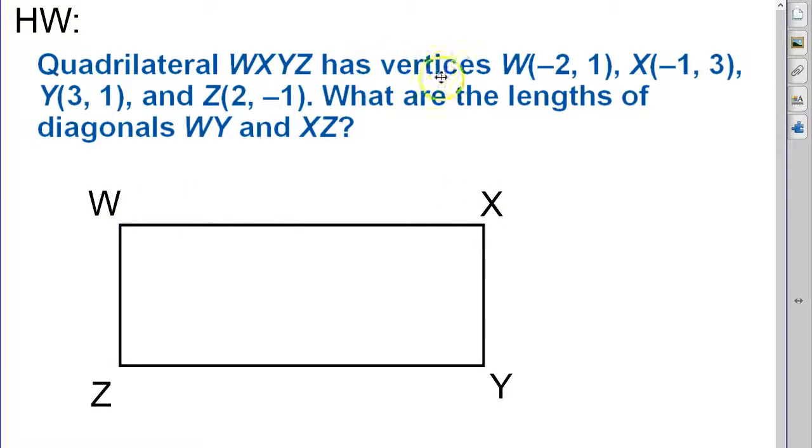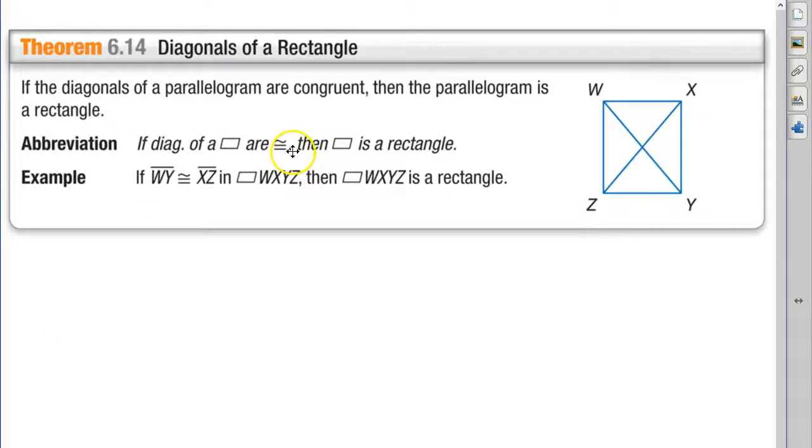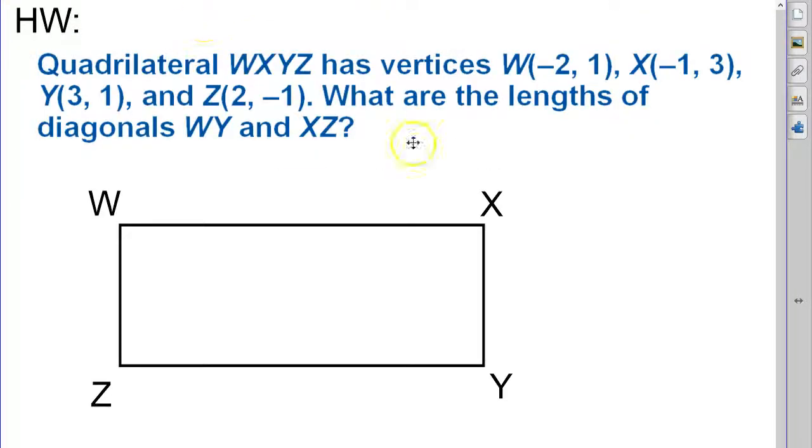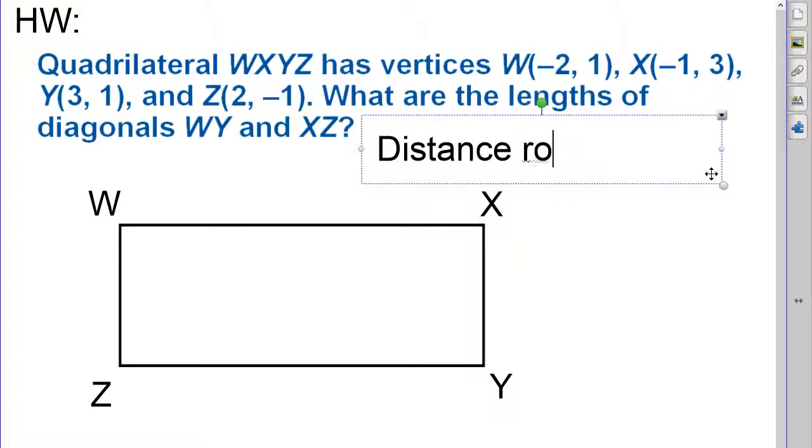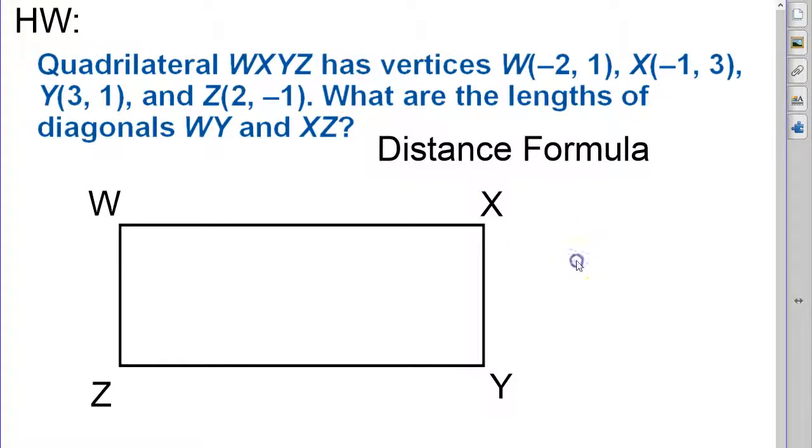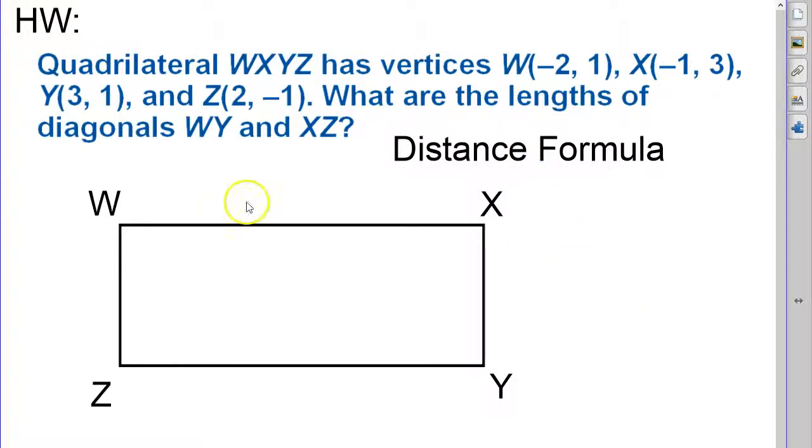What I'm going to do now is find the lengths of diagonals WY and XZ. And if they're congruent, okay, it is a rectangle. So how am I going to find out what those lengths are? Distance formula. So you'll use the distance formula to find the lengths of those, and we'll discuss this in class.